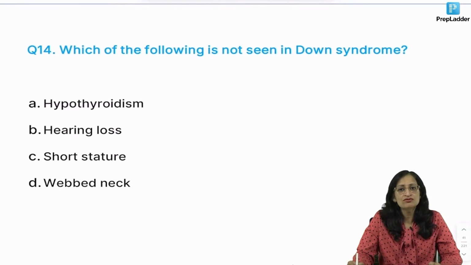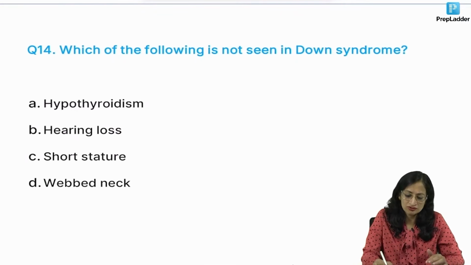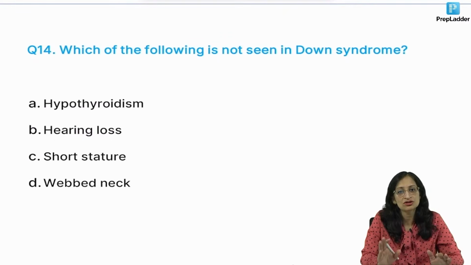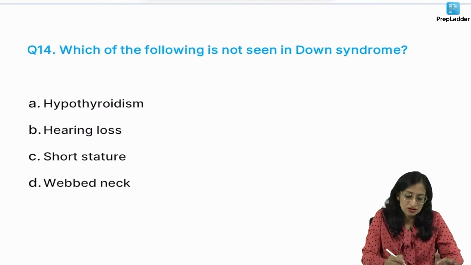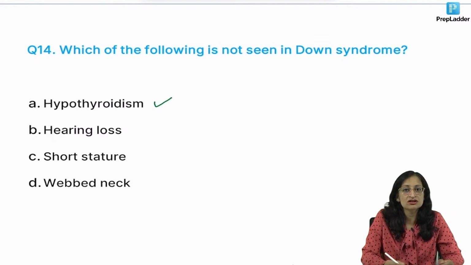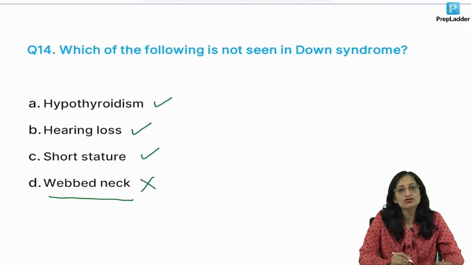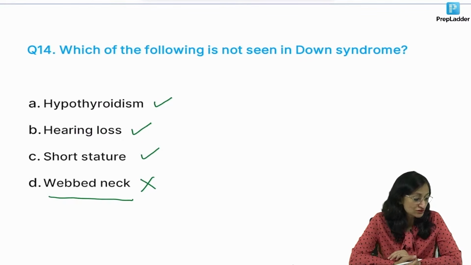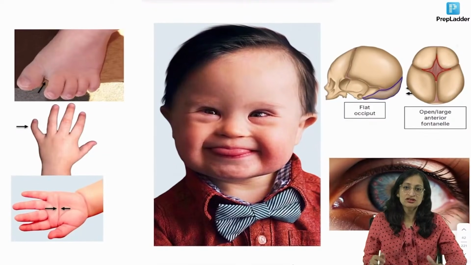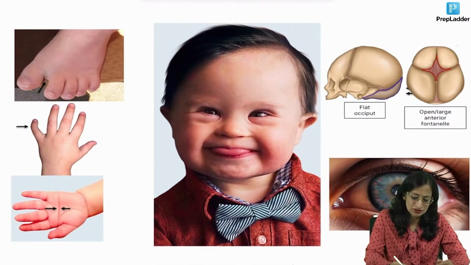Okay, which of the following is not seen in Down syndrome? Down syndrome we know is a disorder where there is trisomy 21, so 3 copies of chromosome 21. There is hypothyroidism associated in this disorder, hearing loss is seen, short stature, it is a very important cause of short stature, but webbed neck is not a feature of Down syndrome. Webbed neck is a feature of Turner syndrome, right? So these are some of the features of Down syndrome that you can see.